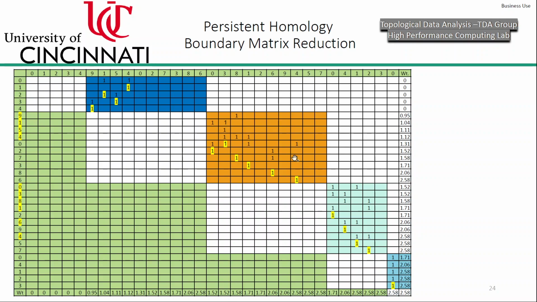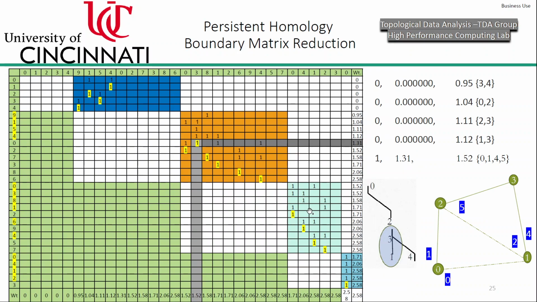The rest, I think, are all the same: 1.58, 1.58, 1.71, 1.71, 2.06, 2.06, 2.58, 2.58. And here also they are all the same. So just these are the Bettis that are being reported, and this is a loop that corresponds to 0, 1, 2, 3. How do you get the boundary points?